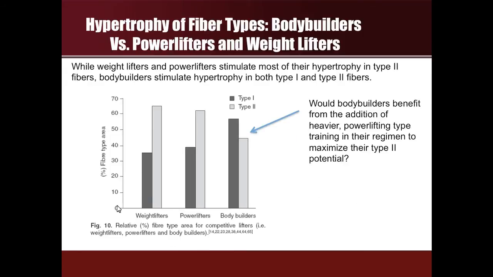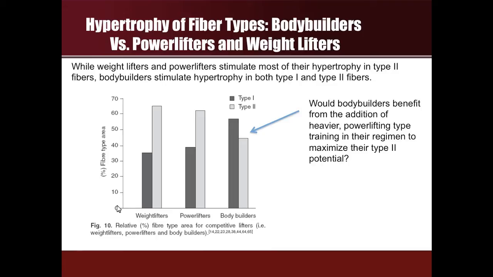So if you look here at weightlifters and powerlifters, they train fairly similarly in that they're lifting at a heavy repetition range. And if you look at the majority of their muscle size, and you have type 1 and type 2 fibers, you see that the size of the muscle is primarily driven by type 2 fiber changes. That's because they're not lifting very high repetition ranges, so they're likely not going to stress the type 1 fibers and cause them to hypertrophy.